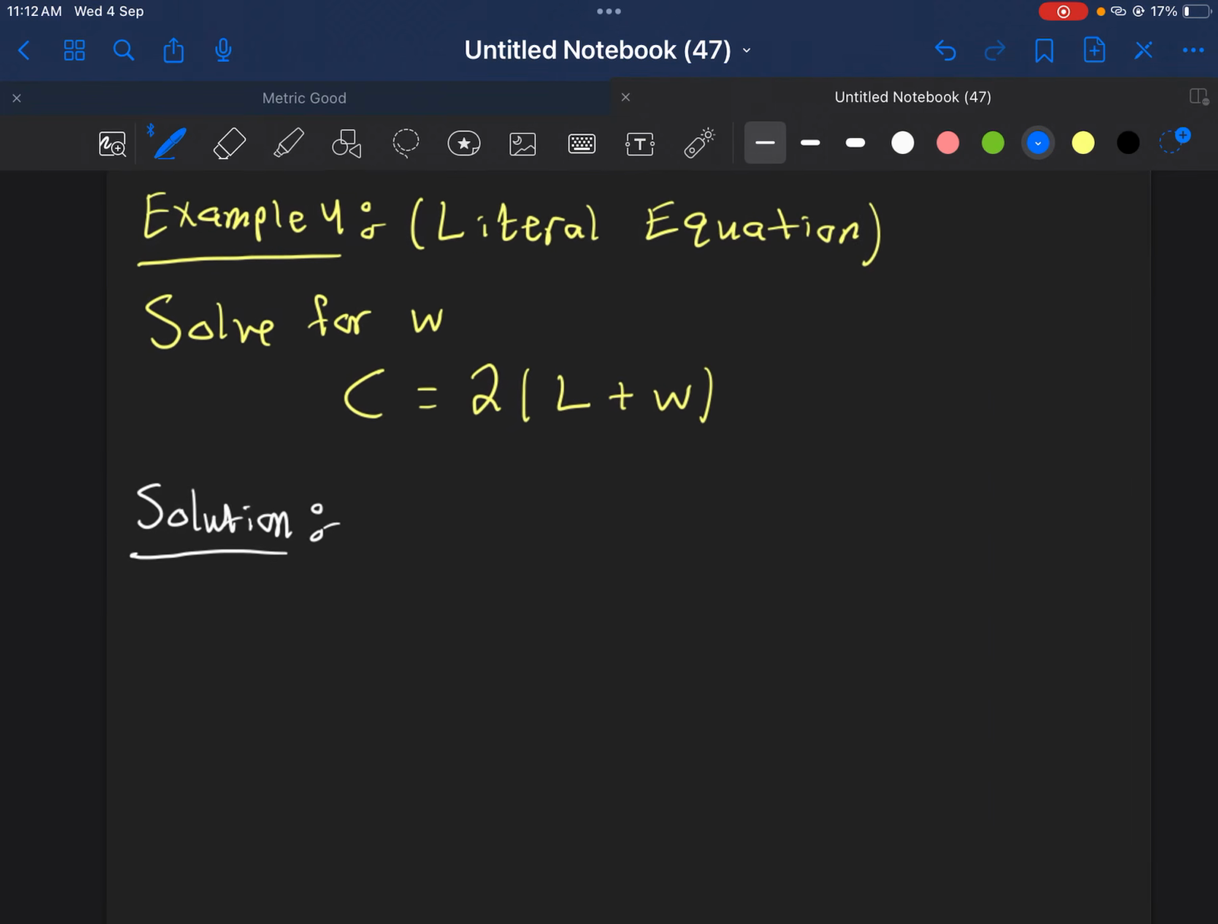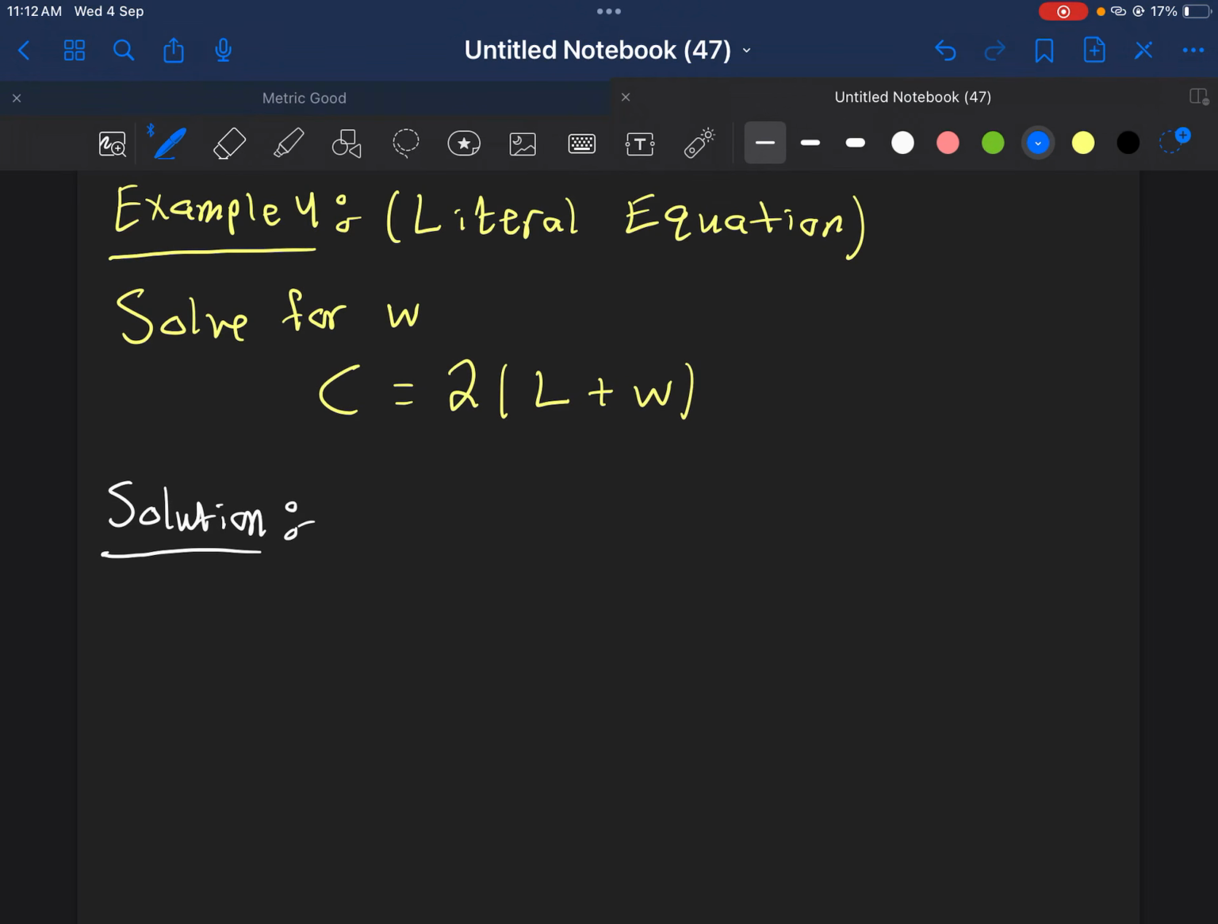Question number 4. Again, it's the same process, same everything, except this type of question we call a literal equation. What does it really mean for an equation to be literal? If you look at this equation, we don't have only one variable. Here we have 3 variables: C, L, and W. But the question is we need only to solve for W.